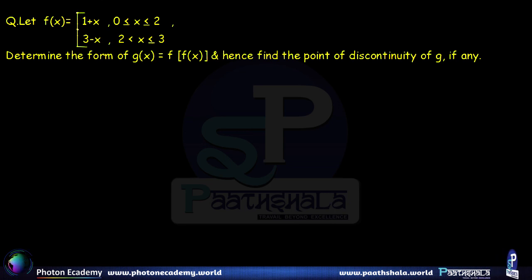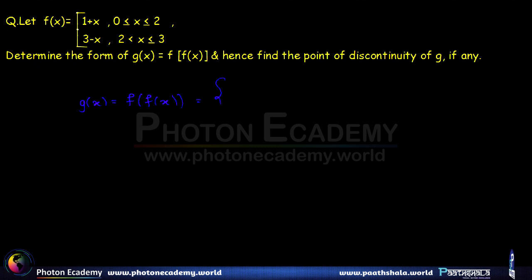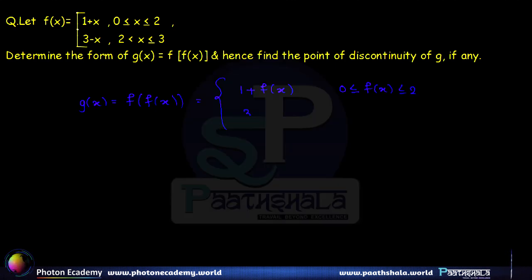Okay, this one's a little bit tricky, so pay attention. They have said that g of x is f of f of x, and let's just write that. According to the definition of f of x, it is 1 plus x in the interval 0 to 2 and 3 minus x in the interval 2 to 3.